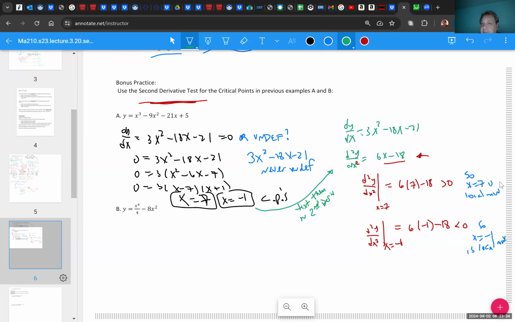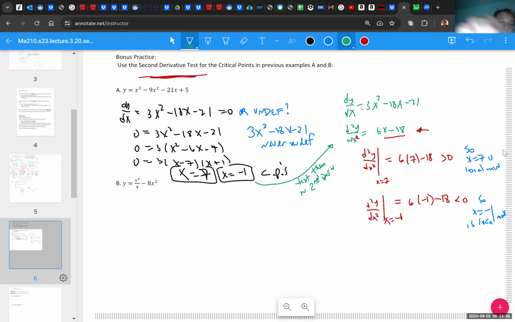I guess I'll use green over here. All right, so example B, we have this equation right here, y equals x to the 4th over 4 minus 8x squared. We've done this one before, but again, we're practicing the second derivative test. So let's find the first derivative.